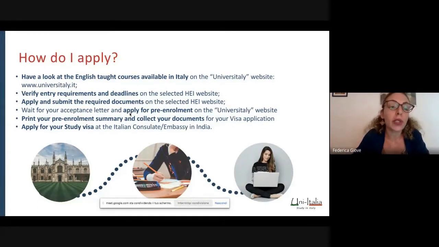Once you have chosen your course, once you have verified the entry requirements and deadlines in order to be admitted, you may apply to the chosen course on the university website. Then you will have to wait for the acceptance letter, apply for pre-enrollment again on the Uni-Italia website, print your pre-enrollment summary, and collect your documents for your study visa application.